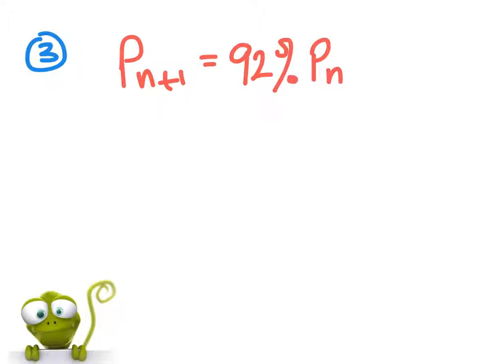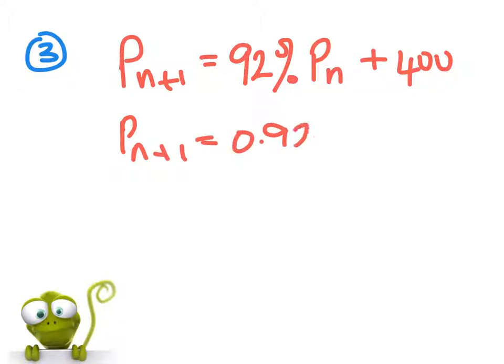Question 3, population of Iowa. So let's use P. So the population next year is equal to, now if 8% is leaving, that means 92% is left. So the population next year is 92% of this year's population plus the 400 new people who come to live in Iowa. Rewrite that as a decimal. Population of Iowa next year is 0.92 of this year plus the 400.